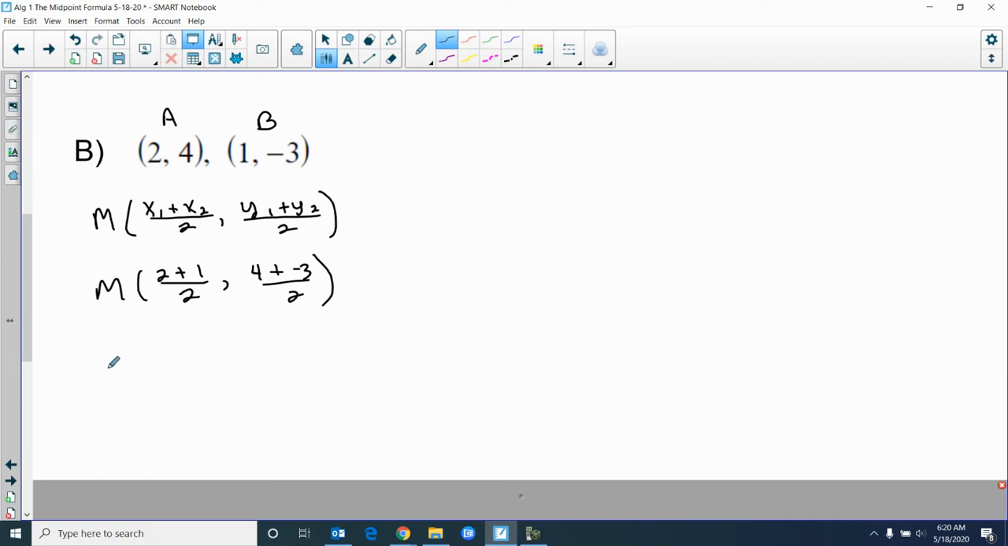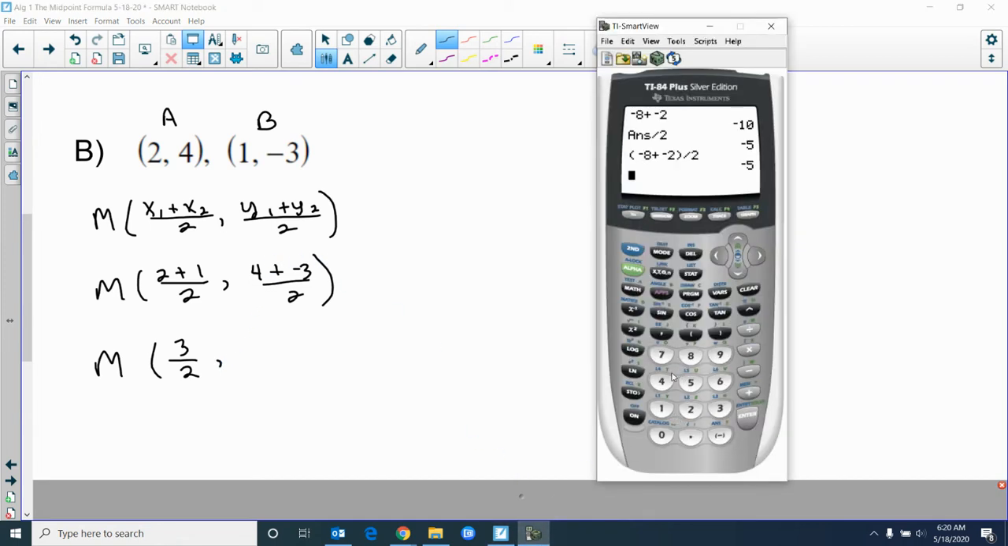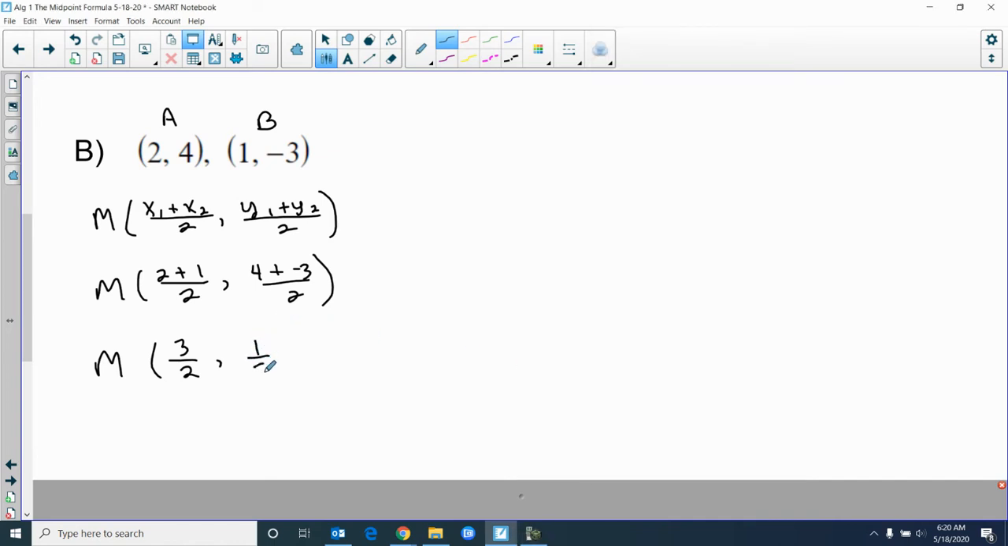Now, you're not always going to get a whole number for answers. Well, what's 2 plus 1? 2 plus 1 is 3. And 4 plus negative 3, don't forget your rules, is positive 1, over 2. So just leave that answer: 3 halves and 1 half. That is absolutely fine. Just leave that as 3 halves, comma, 1 half. That is the midpoint there.